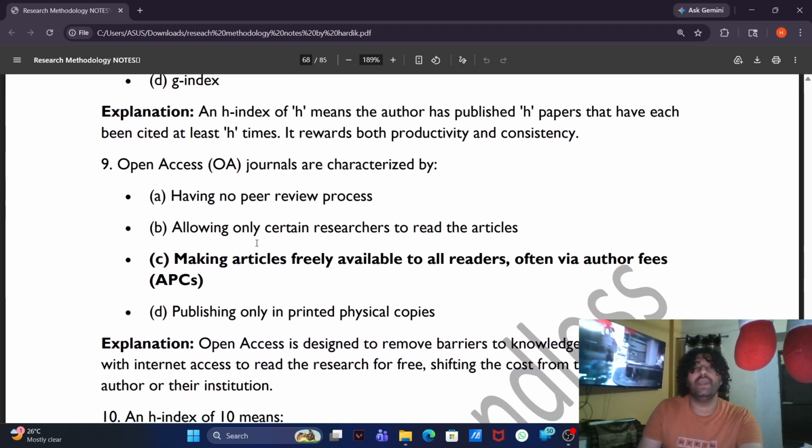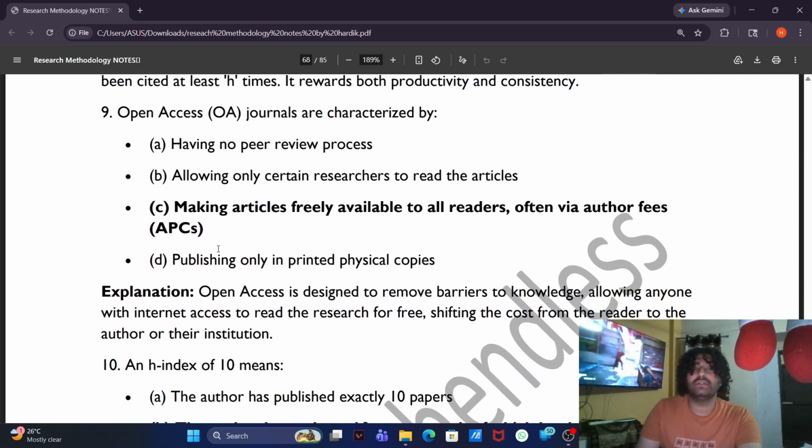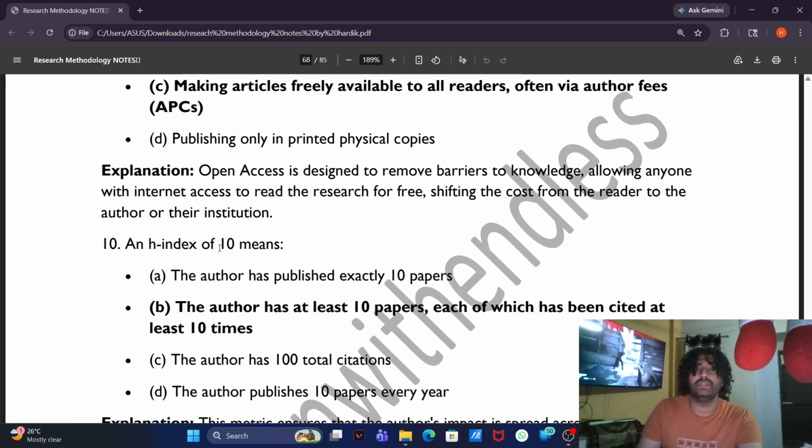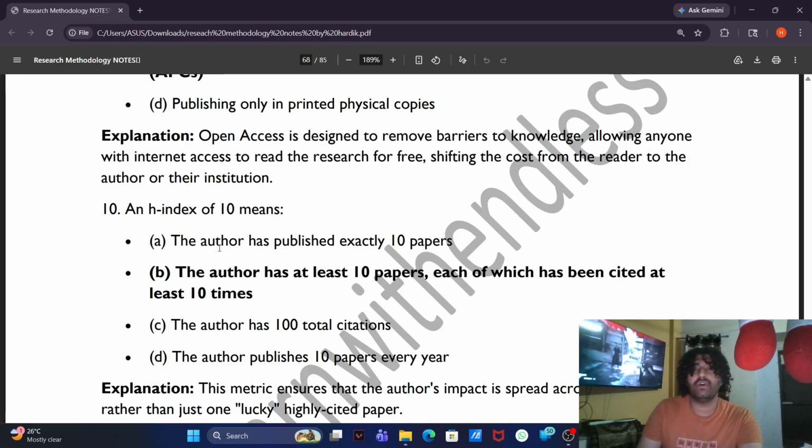Open access (OA) journals are characterized by making articles freely available to all readers, often via author fees (APC). Explanation. Open access is designed to remove barriers to knowledge, allowing anyone with internet access to read the research for free, shifting the cost from reader to the author or their institution.